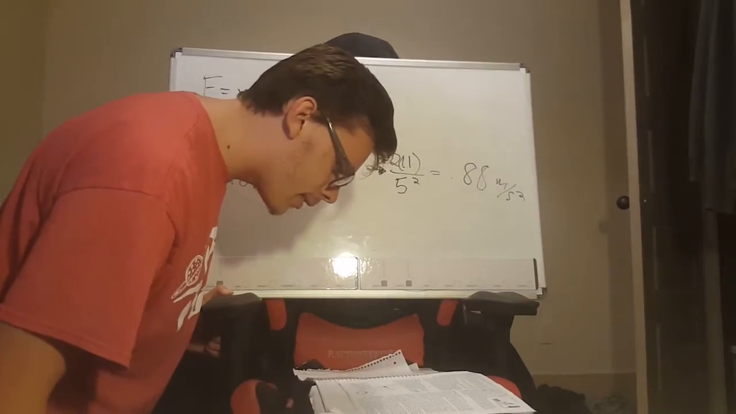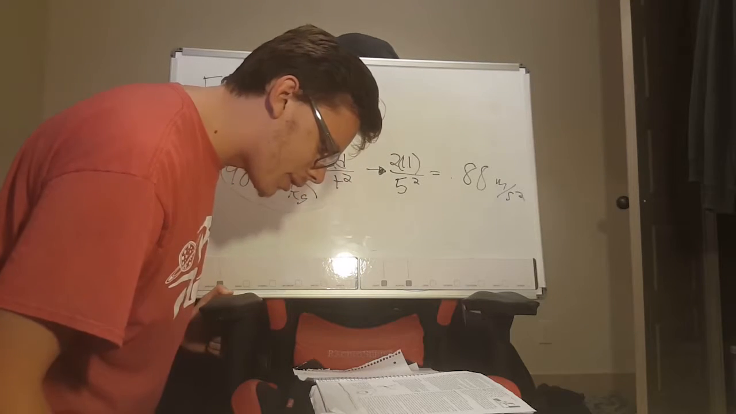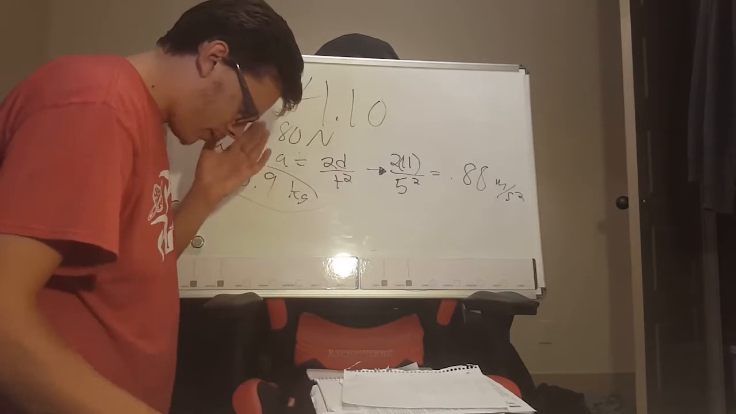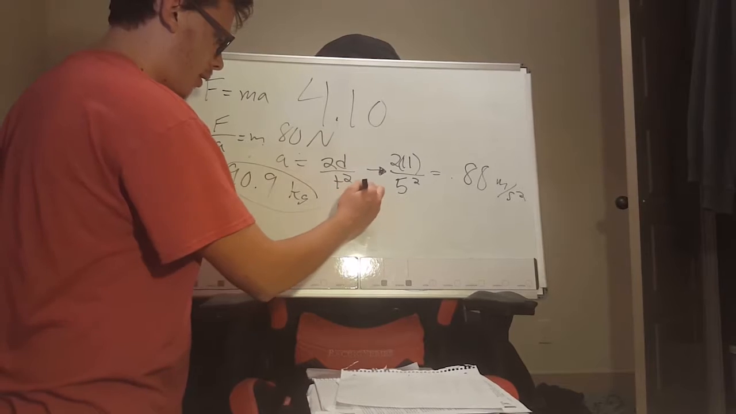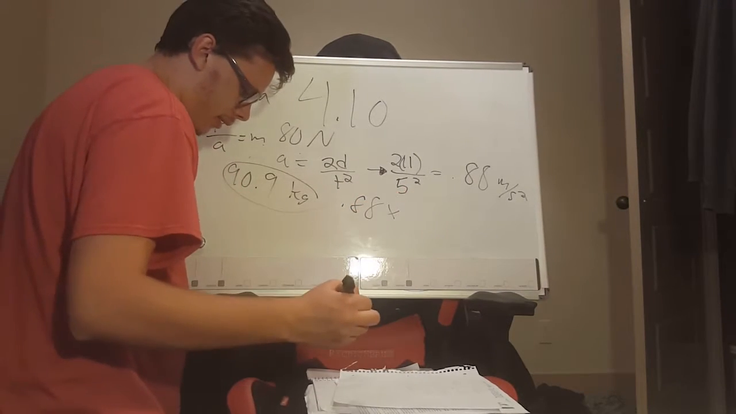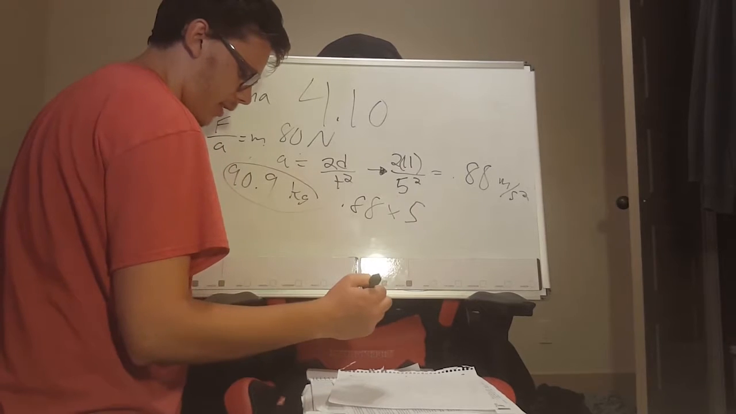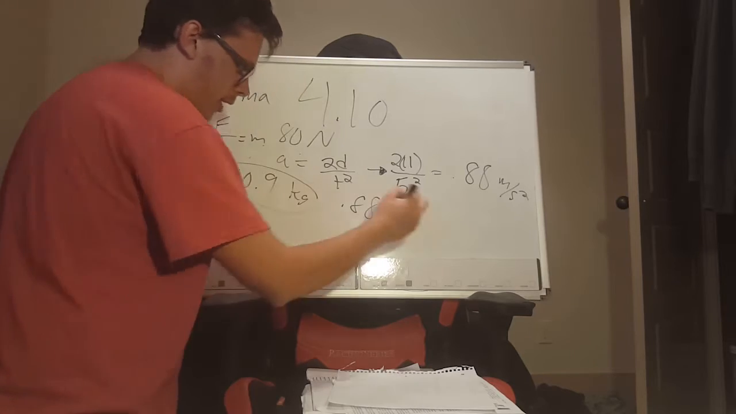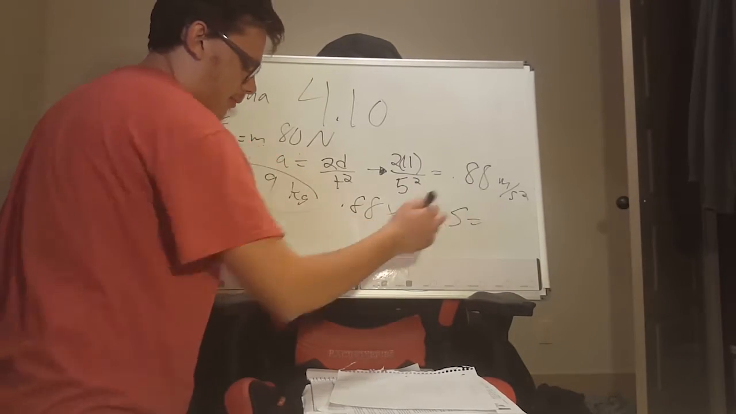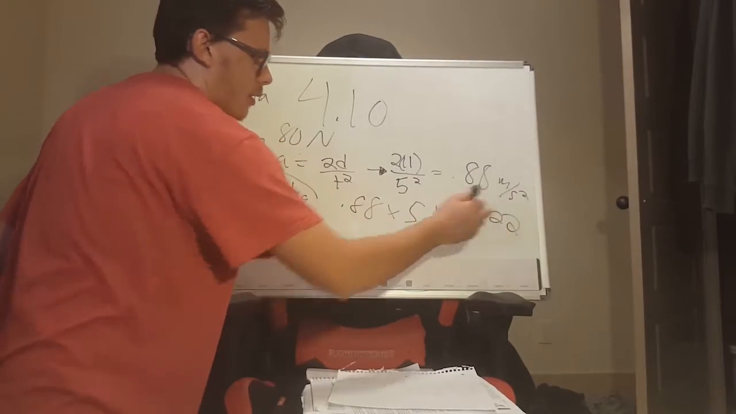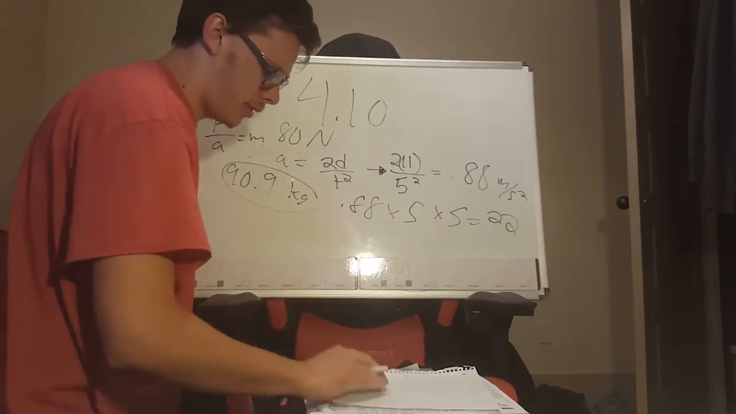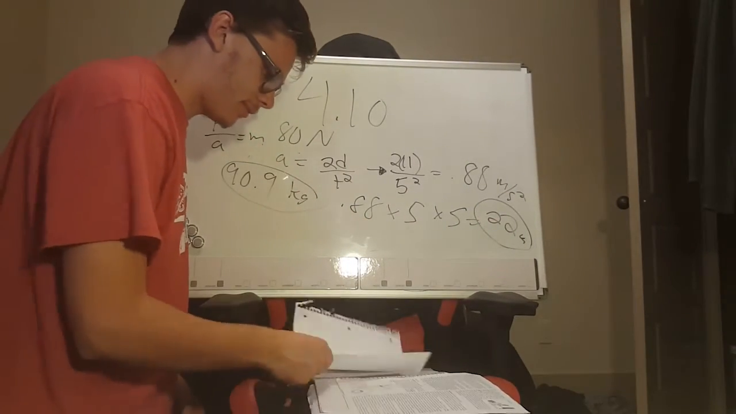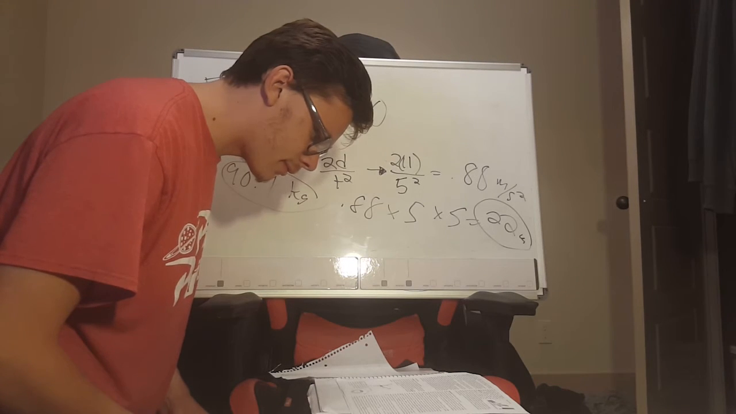Part B, if the worker stops pushing at the end of 5 seconds, how far does the block move in the next 5 seconds? In order to do that, we're just going to do 0.88 times 5, and then we'll times 5 again, which will be 22 meters. That's it. That's part B. And that is it.